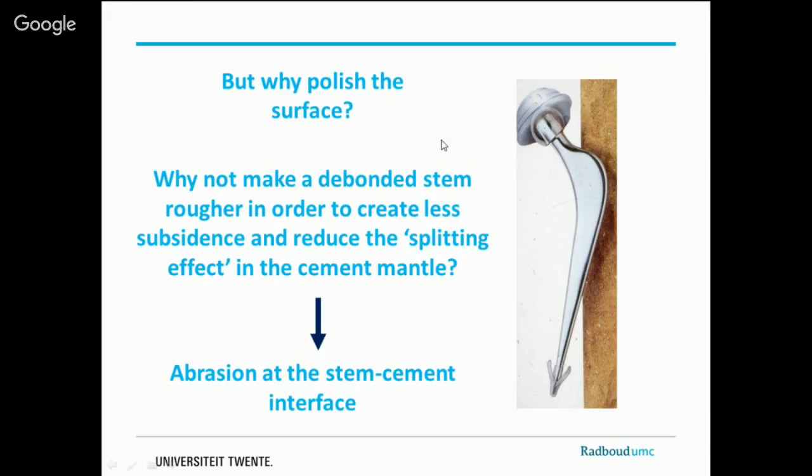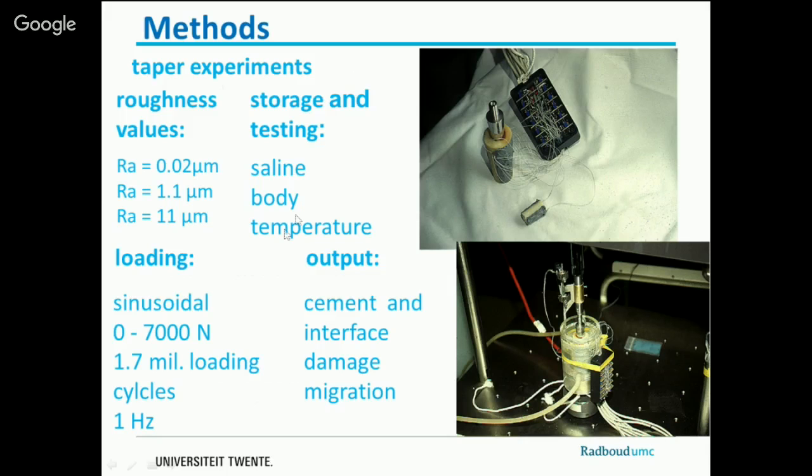So if there is a splitting effect of such a component, why wouldn't you make it rough? Well, because then you increase the friction and then there is less migration. If we make it rough, it will cause abrasion. You can imagine that, because by dynamic loading, it will abrade the cement mantle. And we have demonstrated that.